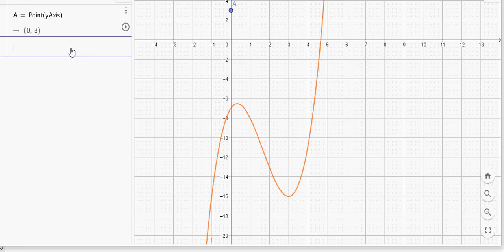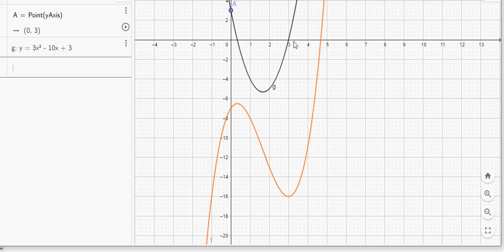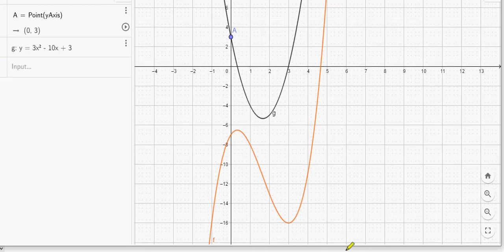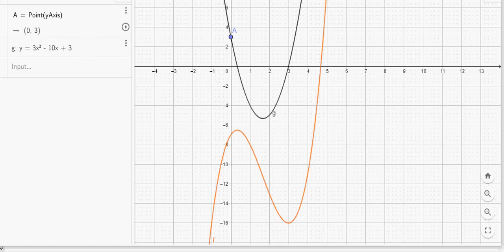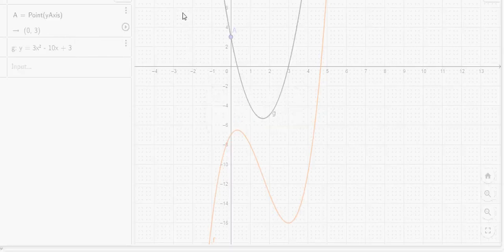And the derivative is, what's the derivative? 3x squared minus 10x plus 3. Here's my prediction. Does anybody see something in common with the derivative and the cubic? Not the same slope, but something else.